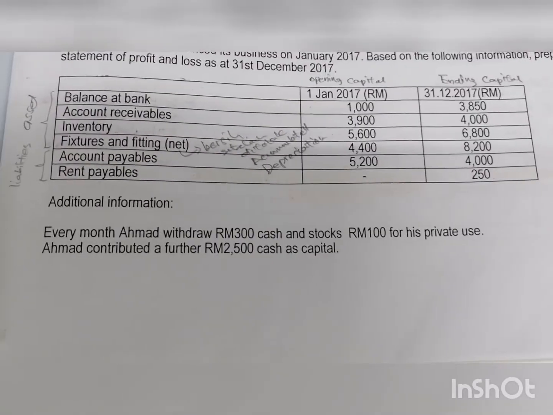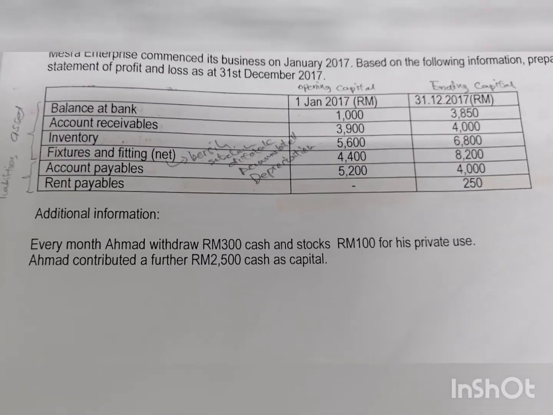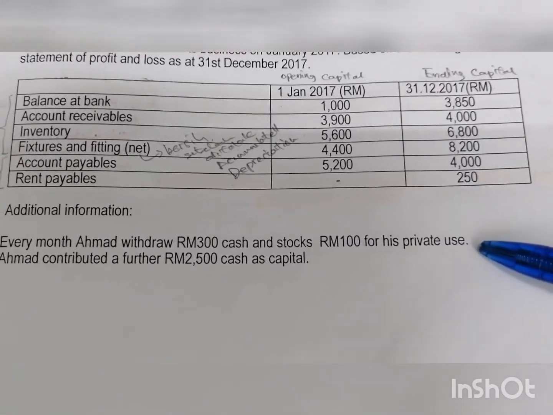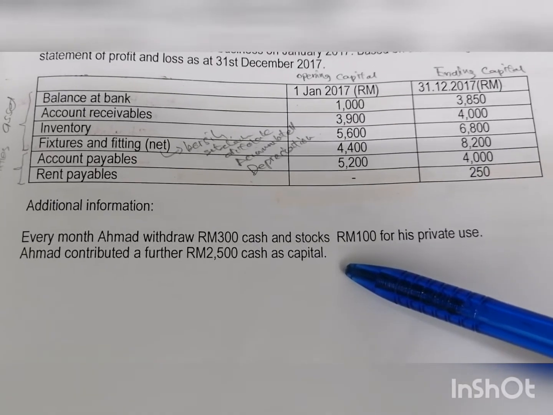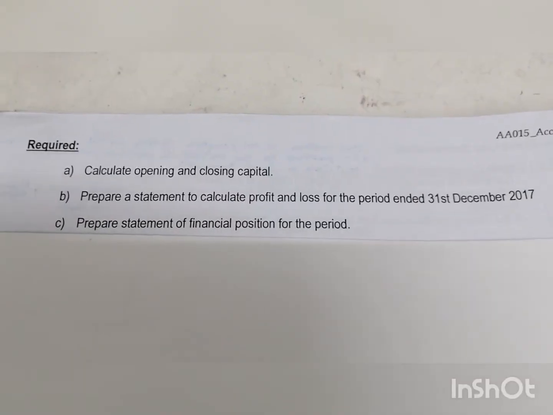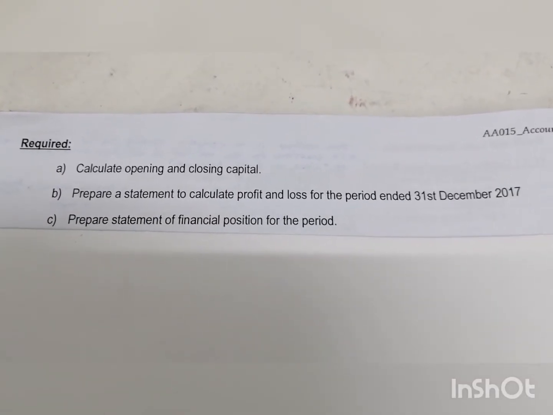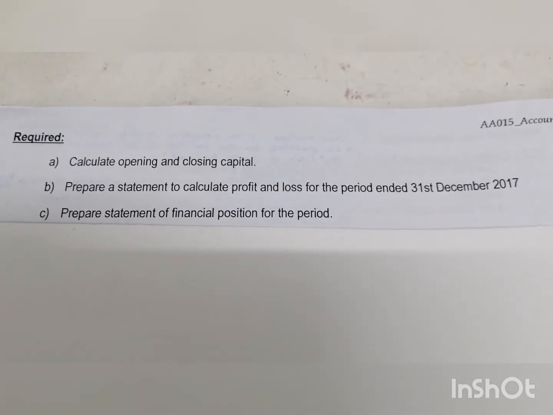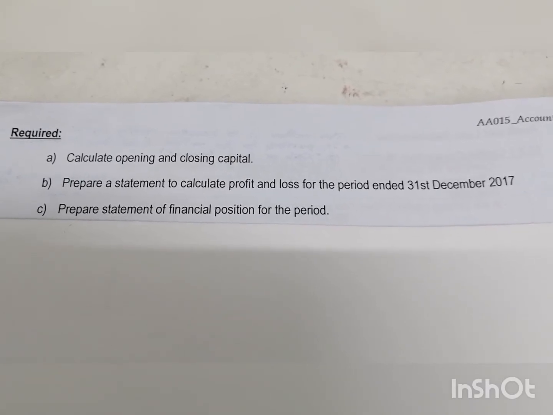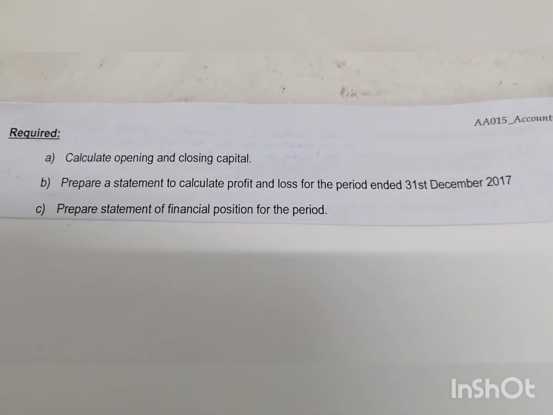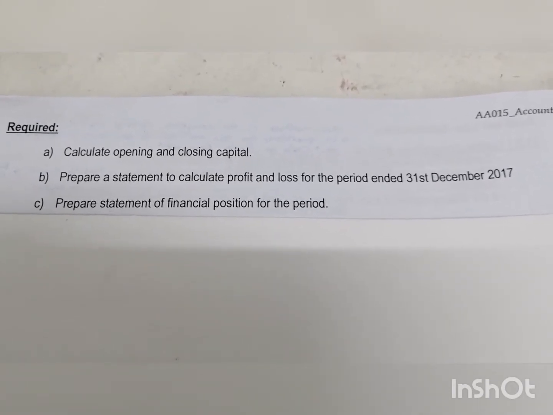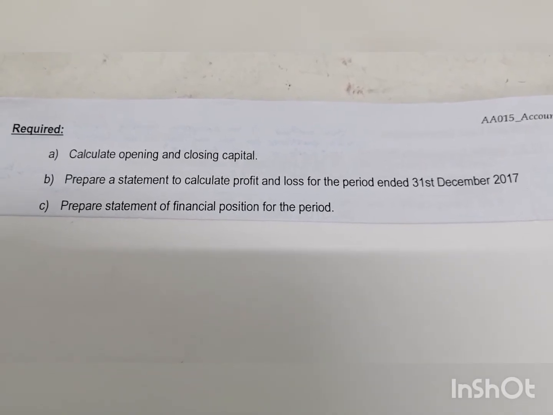Now the additional information is that every month Ahmad withdraws 300 cash and 100 stock for his private use. Ahmad contributed a further 2,500 cash as capital. Based on the information in example 3, you are required to A. calculate opening and closing capital, B. prepare a statement to calculate profit or loss for the period ended 31st December 2017, and C. prepare a statement of financial position for the period.